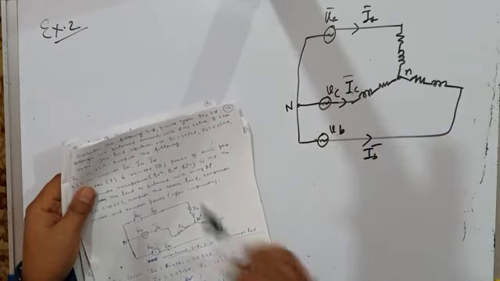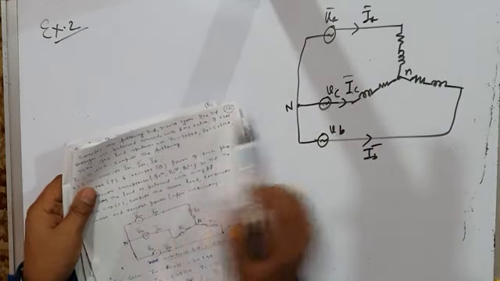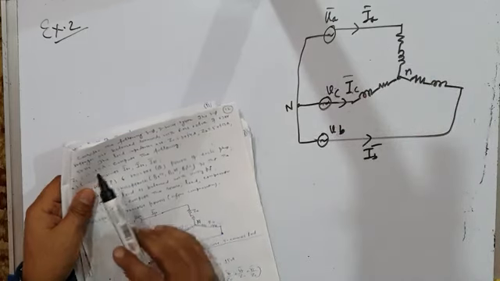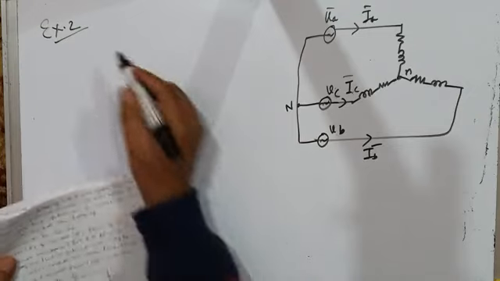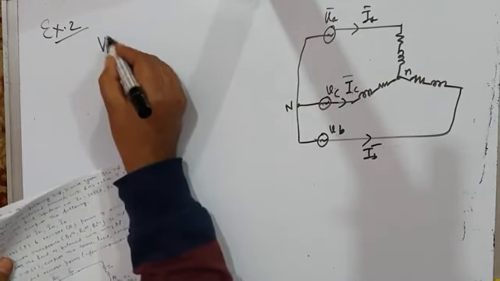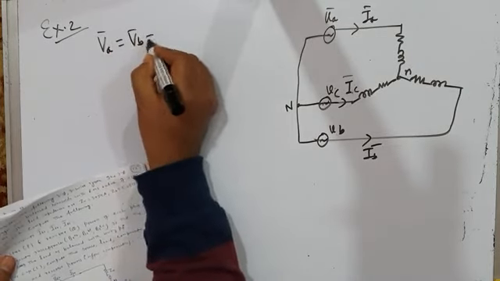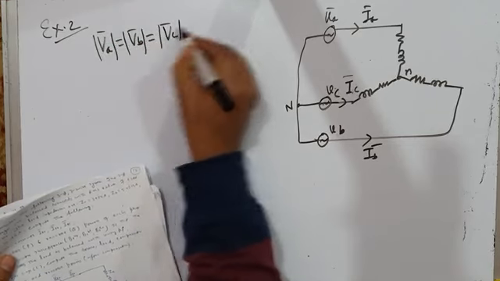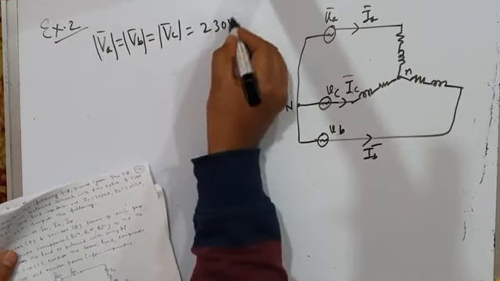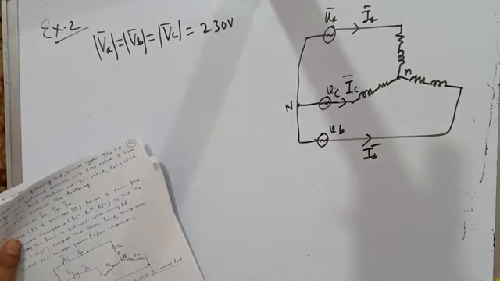Consider the following three-phase, three-wire system. The three-phase voltages are balanced sinusoids with RMS value of 230 volts. That means VA is equal to VB is equal to VC. I mean their amplitudes are the same, 230 volts phase voltage at 50 Hertz.